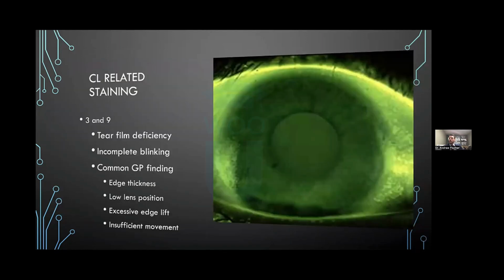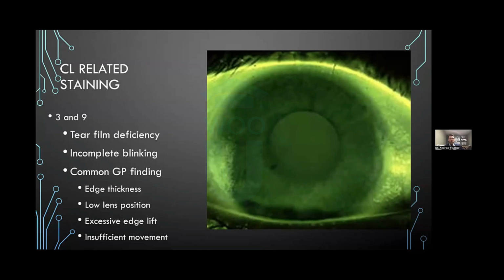So sometimes it's just a matter of seeing that ring, trying a looser fitting lens to see if that will help. As far as contact lens related staining goes too, we're all quite aware of the 3 and 9 staining that we see specifically in gas perm lenses. A lot of the times that can be secondary to partial blink, which is again common in gas perm lenses because of the constant feeling of that gas perm on the eye. It could be due to a low lid position, excessive edge lift on those lenses, as well as just thick lens on the gas perm there. That's hard to overcome though, especially in long-term gas perm wearers.